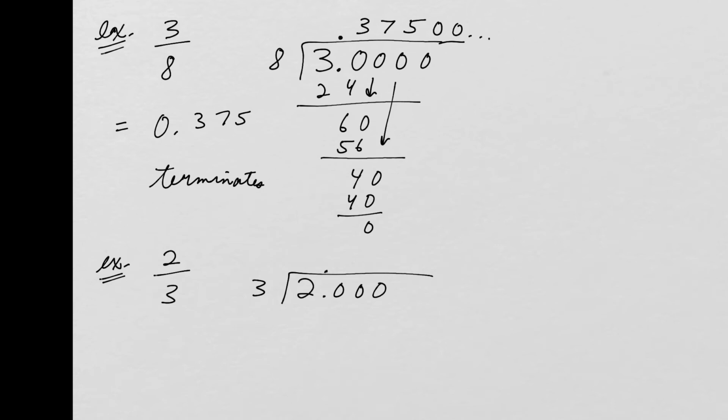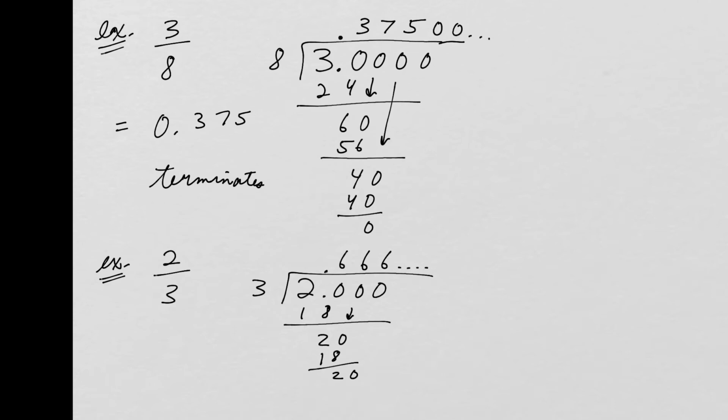So 3 goes into 26 times. 6 times 3 is 18, right? Subtract, bring down the next digit, 0. 3 goes into 26 times again, and notice I'm going to keep getting a 6 here. So that goes on forever.